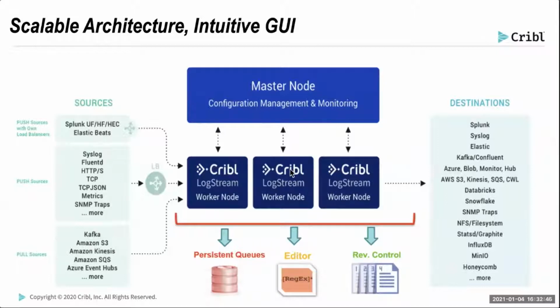One of the things that I like to highlight in the product is something called persistent queues. If your destination is down for some reason, your Splunk infrastructure cannot be reached or is down for maintenance or whatever, with the persistent queues feature you can let LogStream store data temporarily until your infrastructure or your logging solution comes up again. We have a built-in regex editor, and we have revision control, which is GitHub support out of the product.